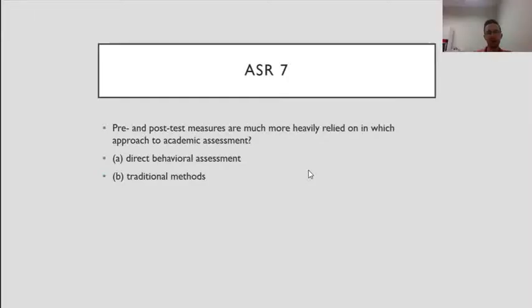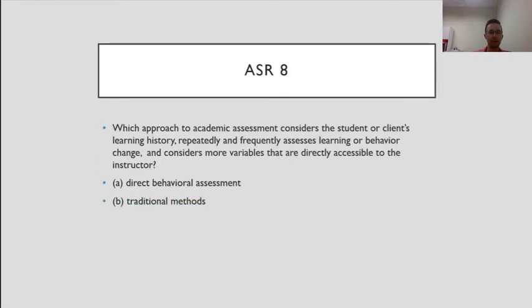Okay, let's do some ASRs. ASR 7. Pre- and post-test measures are much more heavily relied on in which approach to academic assessment? A, direct behavioral assessment, B, traditional methods. I'll give you a few more seconds. Alright, I'll close the poll, and the answer here is B, traditional methods.